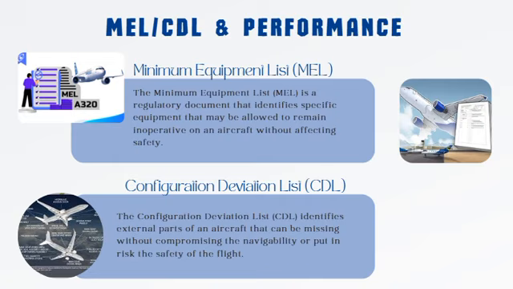Configuration Deviation List (CDL). The Configuration Deviation List identifies external parts of an aircraft that can be missing without compromising the navigability or putting at risk the safety of the flight. The CDL is prepared by the aircraft manufacturer and approved by the state of design. It includes information on any operating limitation and performance correction associated with missing parts.